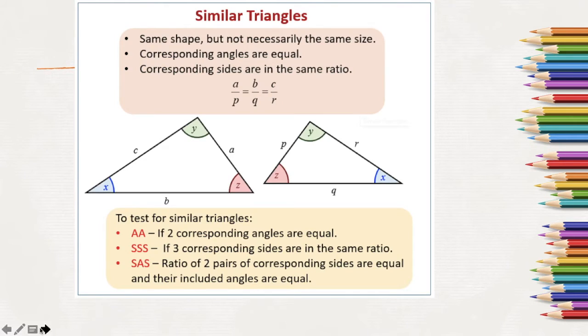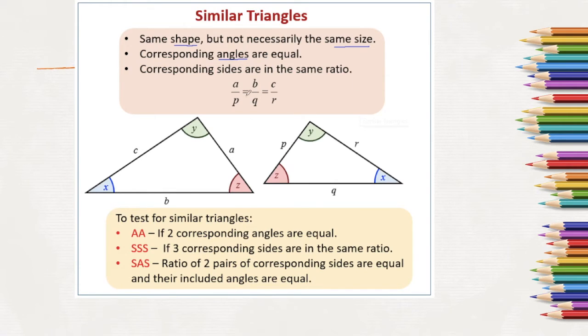All right, on to similar triangles. Let's learn about them now. Similar triangles have the same shape, but they do not need to be the same size. They could be larger or smaller. But all their angles have to be the same, and their corresponding sides have to be the same ratio.